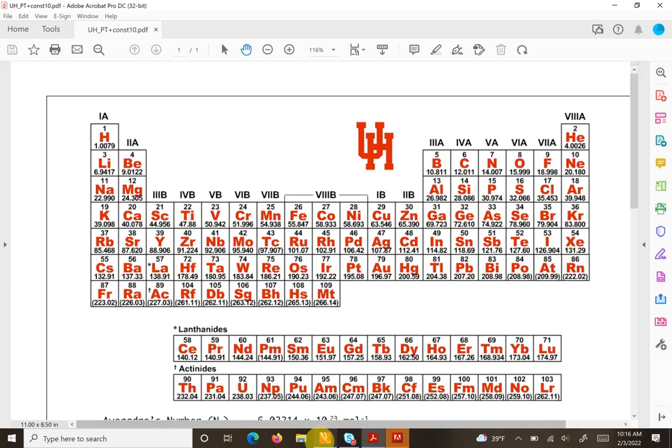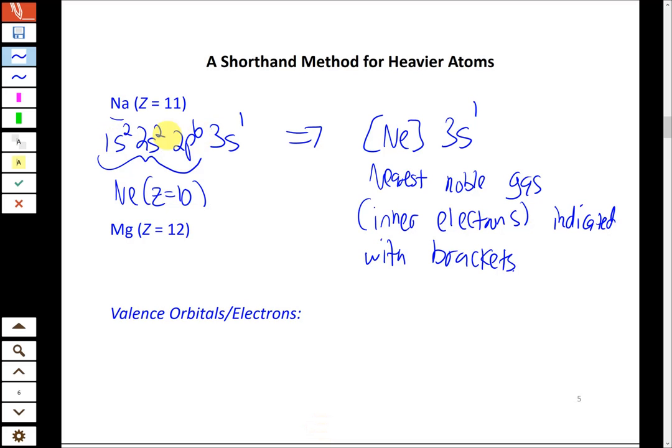You should be familiar with how to do the full configuration as well. So again, you should know how to produce this notation, but you're going to commonly see it like this, and this is a simpler and more concise way of doing it.